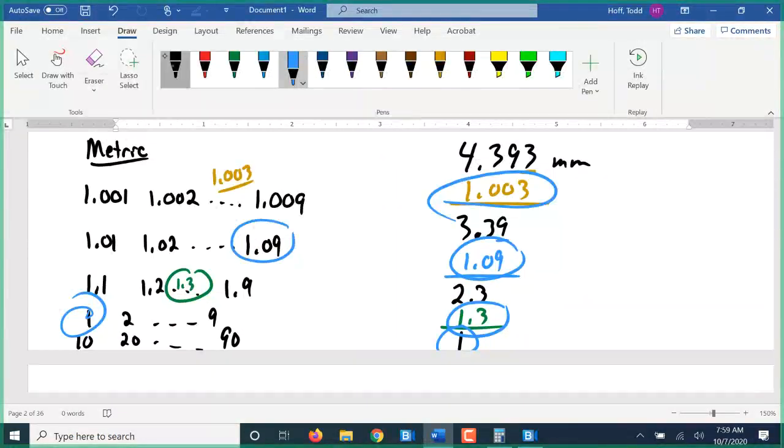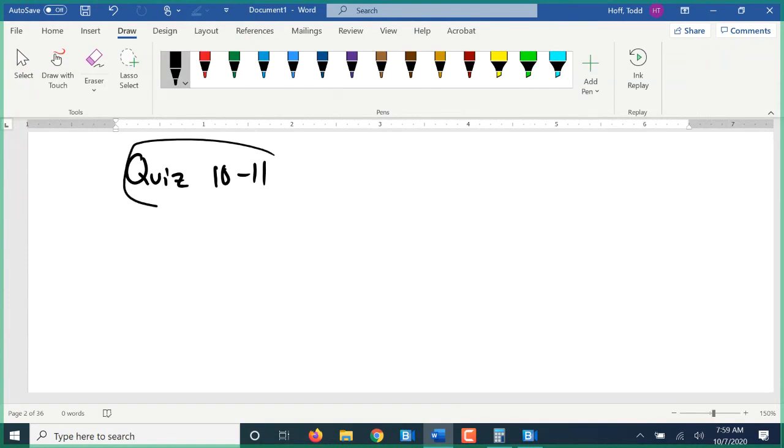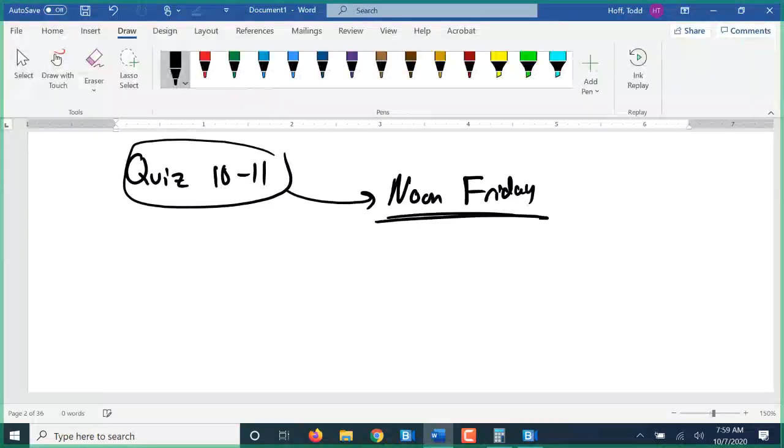Because I gave you that quiz yesterday, that quiz 10-11, by the way, it says it's due at noon today. I'm going to push that back to noon Friday, just because I know that last problem, 9 through 12, that hammer is a tough problem. I want to give you plenty of time to make sure you have time to go through that.